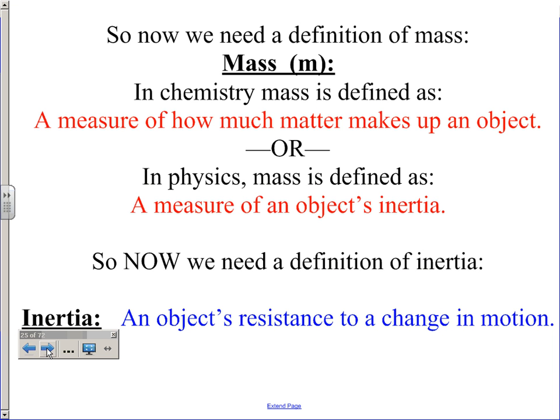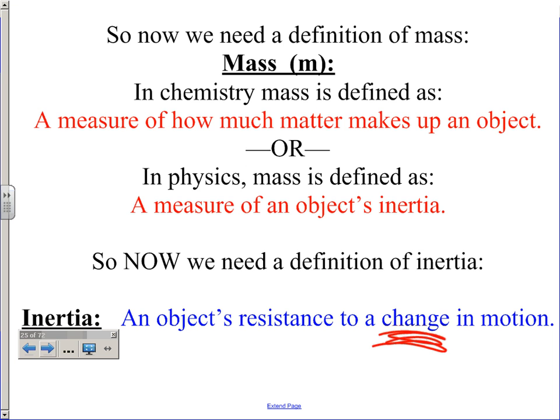In physics, we define mass as a measure of an object's inertia, which, to be 100% honest, I don't love that definition. I like the chemistry one better, but it introduces the idea of inertia. What I want to make sure that you understand here is that in physics we say that all matter has inertia. Let me explain what inertia is, and this will make a little bit more sense. Inertia is an object's resistance to a change in motion. When you measure how much inertia something has, you're measuring how resistant it is to a change in its motion. A change. This word right here is colossally important. So please make sure you understand that we're talking about how hard it is to change the motion.